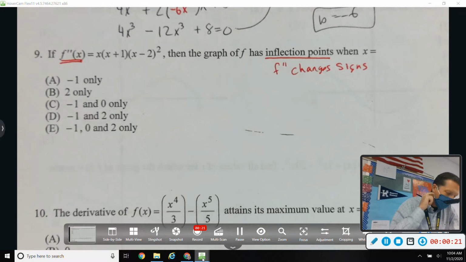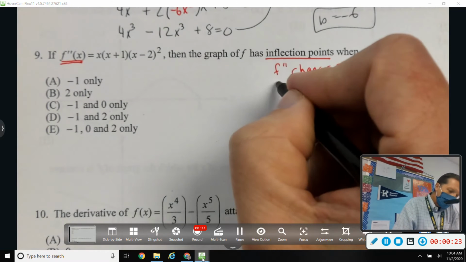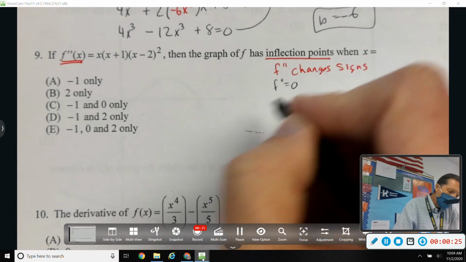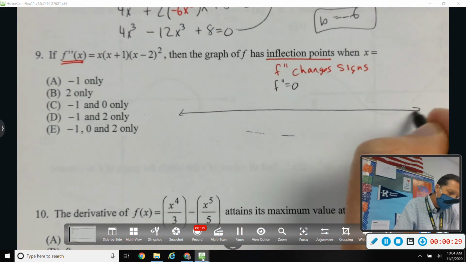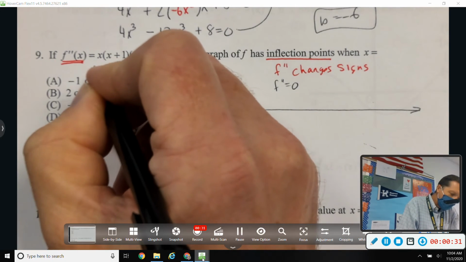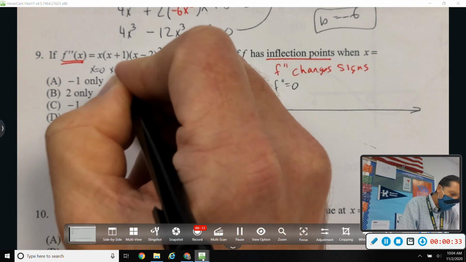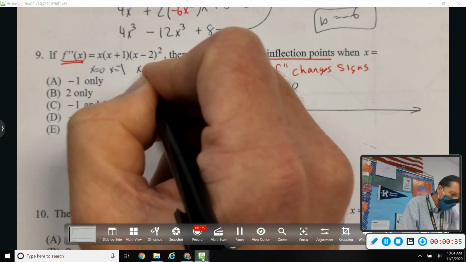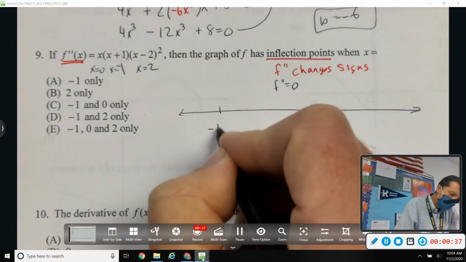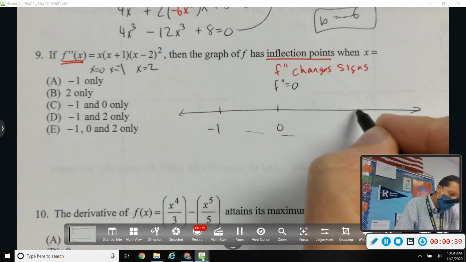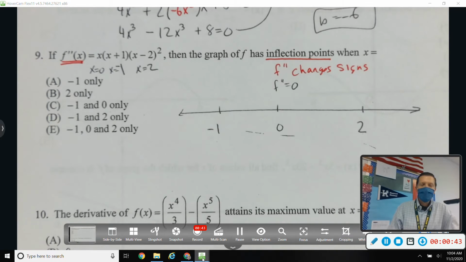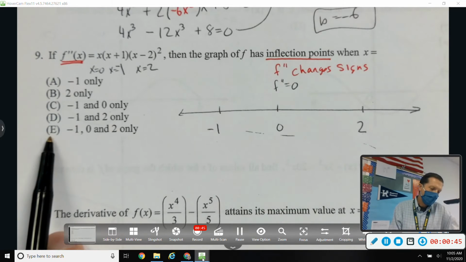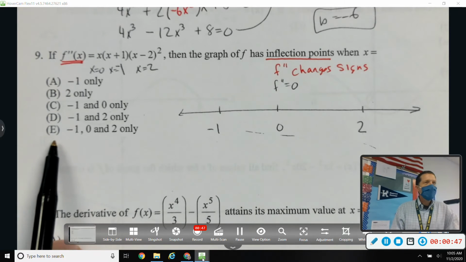So where it changes signs, well, I'd first want to know where it's 0, and then I'd worry about where it changes signs. But it's 0 at 0, -1, and 2. E is tempting, but I don't think E is it.